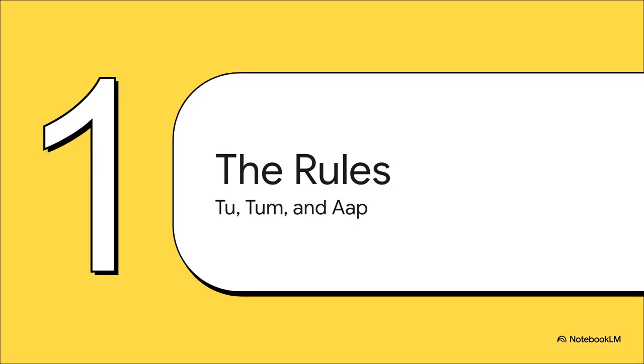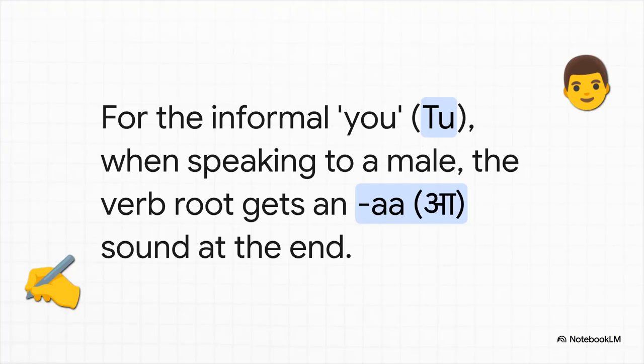And honestly, it's way simpler than you think. It all just boils down to two things: the gender of the person you're talking to and how formal you want to be. Let's break down the easy patterns for each version of you. First up is tu. Now, this is your super informal you, the one you use with your best buds or maybe someone younger than you. So when you're talking to a guy using tu, it's so simple. You just take the root of the verb and add an ah sound to the end.